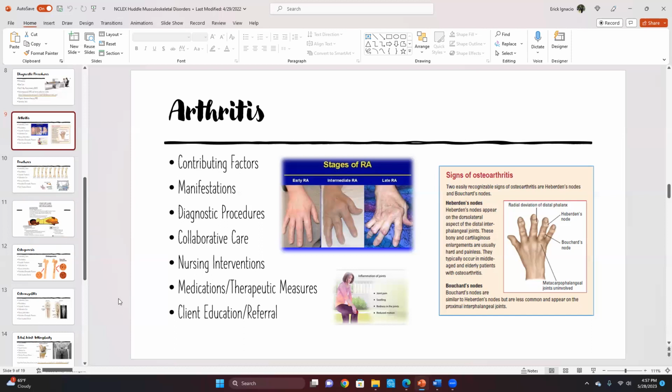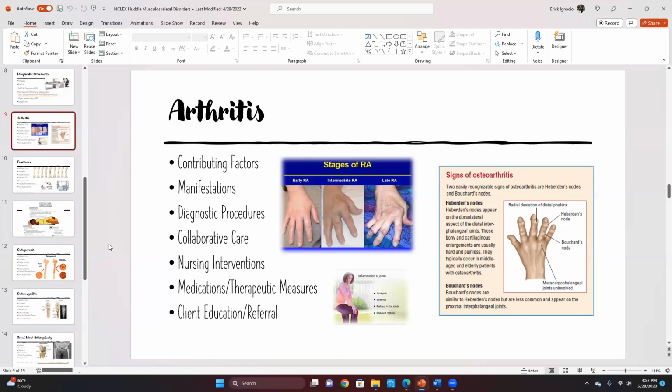Okay. All right, so let's jump now to our next topic. We have a couple more minutes left. Gouty arthritis. So this is your gout. And so this is your patient that has high purine in their body.